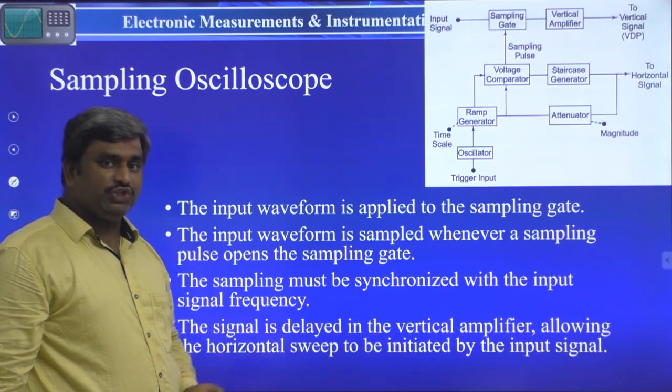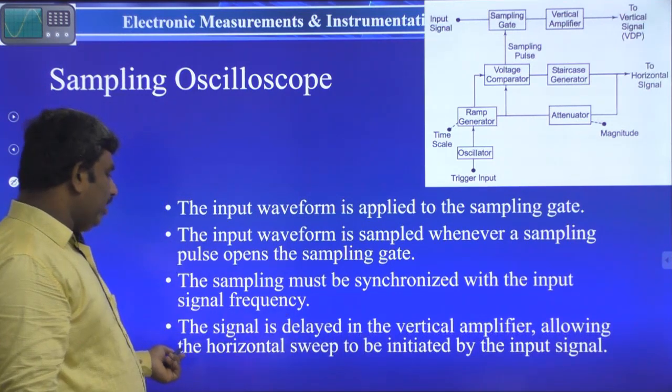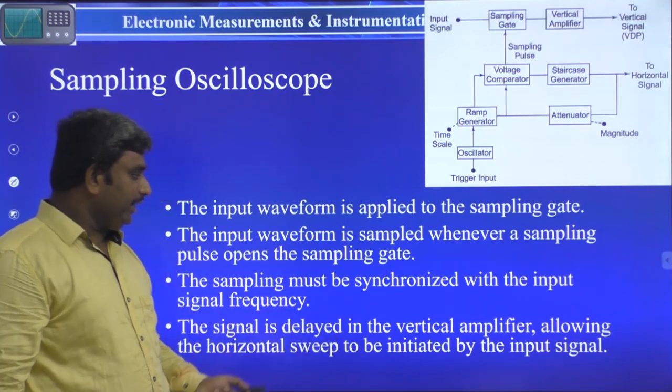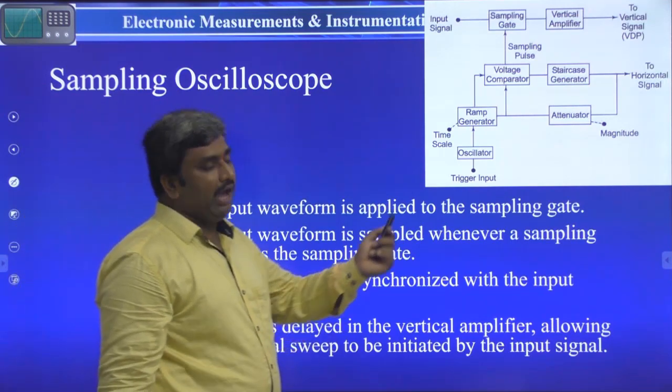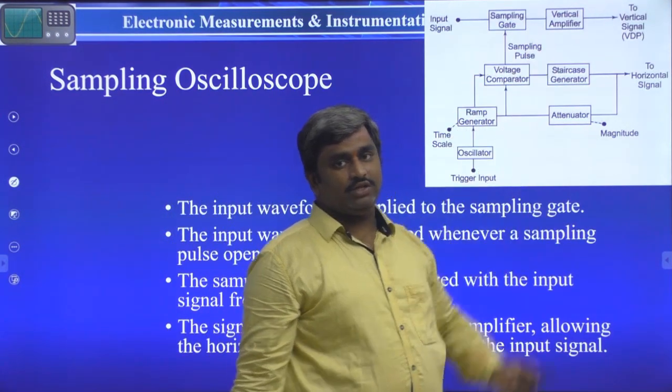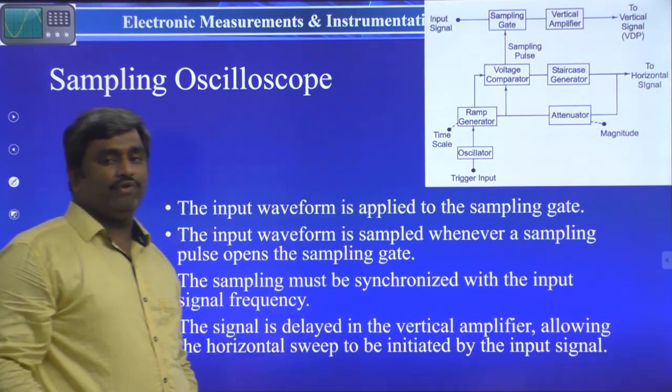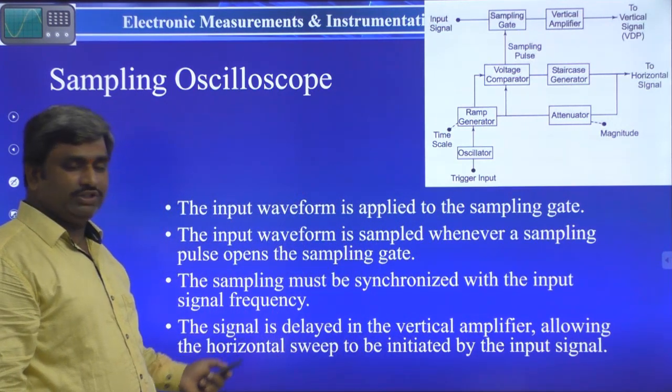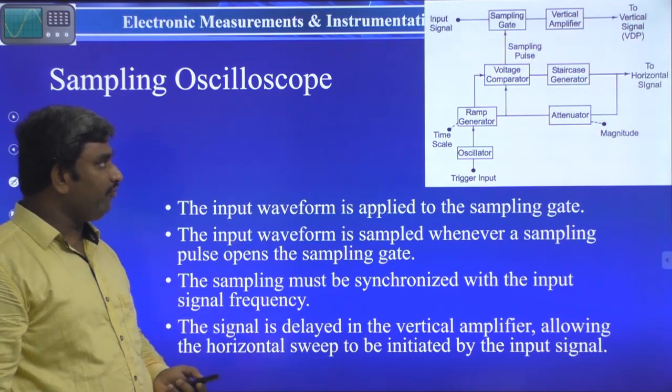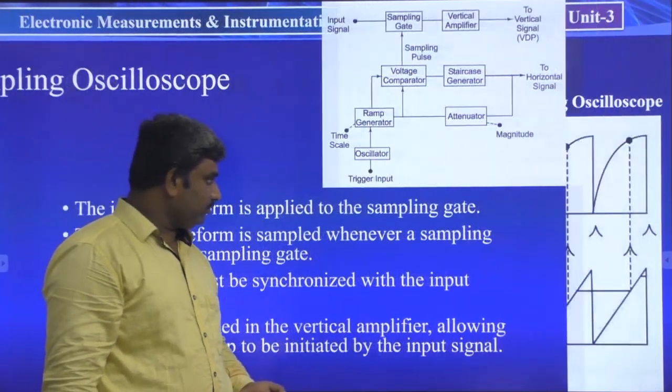Next, the signal is delayed in the vertical amplifier, allowing the horizontal sweep to be initiated by the input signal, and at the same time the input signal is also delayed for processing the horizontal deflection system, with the help of the sweep generator also.